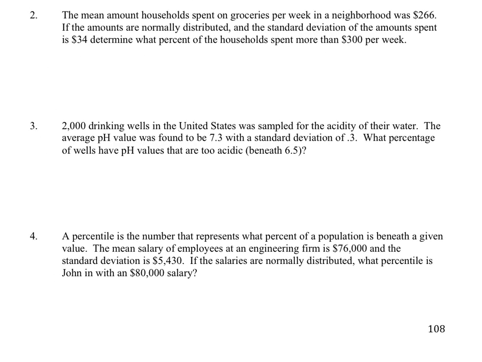The mean amount that households spent on groceries per week in a neighborhood was $266. That's important. If the amounts are normally distributed, there's our clue to use our bell curve, and the standard deviation of amounts spent is $34. Determine what percent of the households spent more than $300 per week.